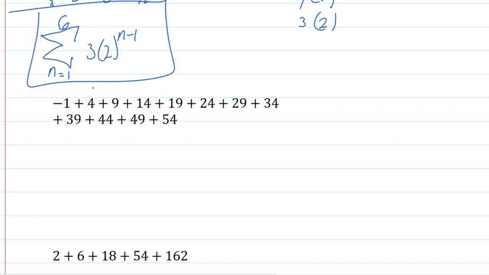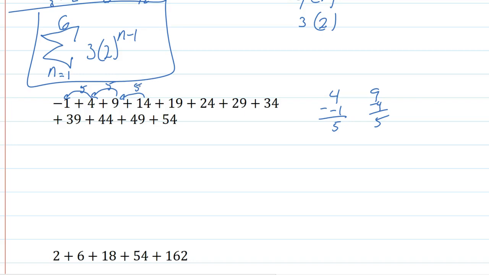Now here's another really long one. Luckily, I don't have to add those up. I simply look for the common difference, and then I look for the common ratio. 4 take away a negative 1 is 5. 9 take away 4 is also 5. And for completion's sake, 14 take away 9 is also 5.